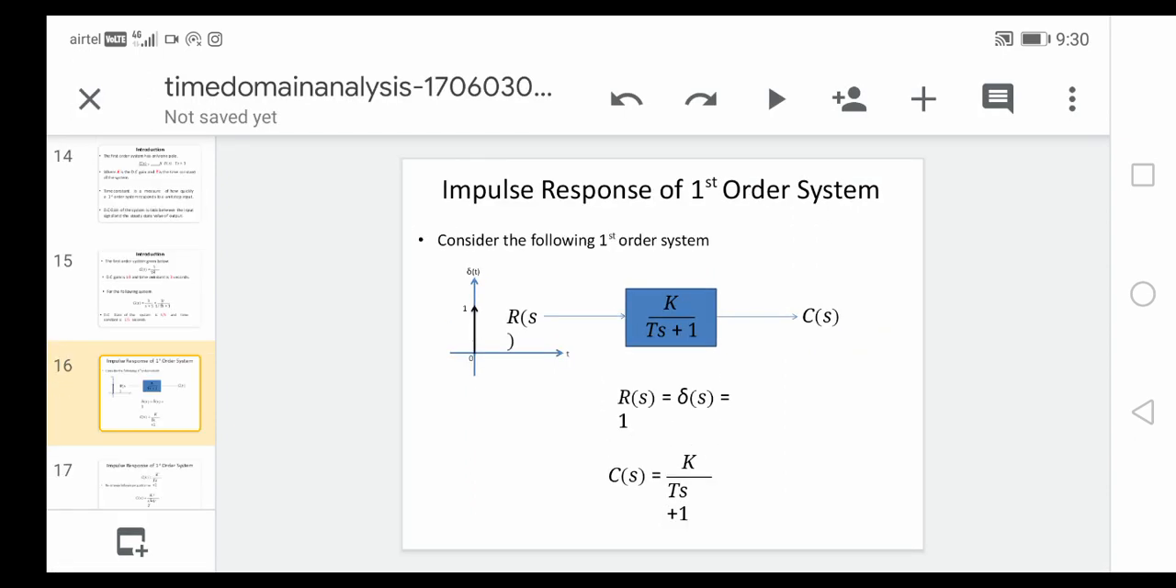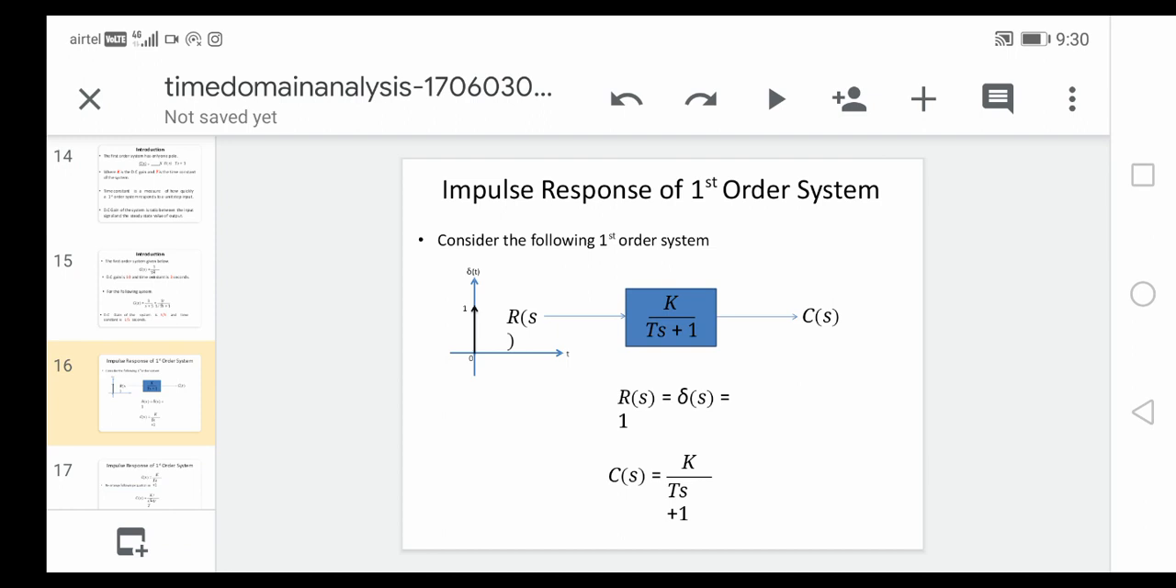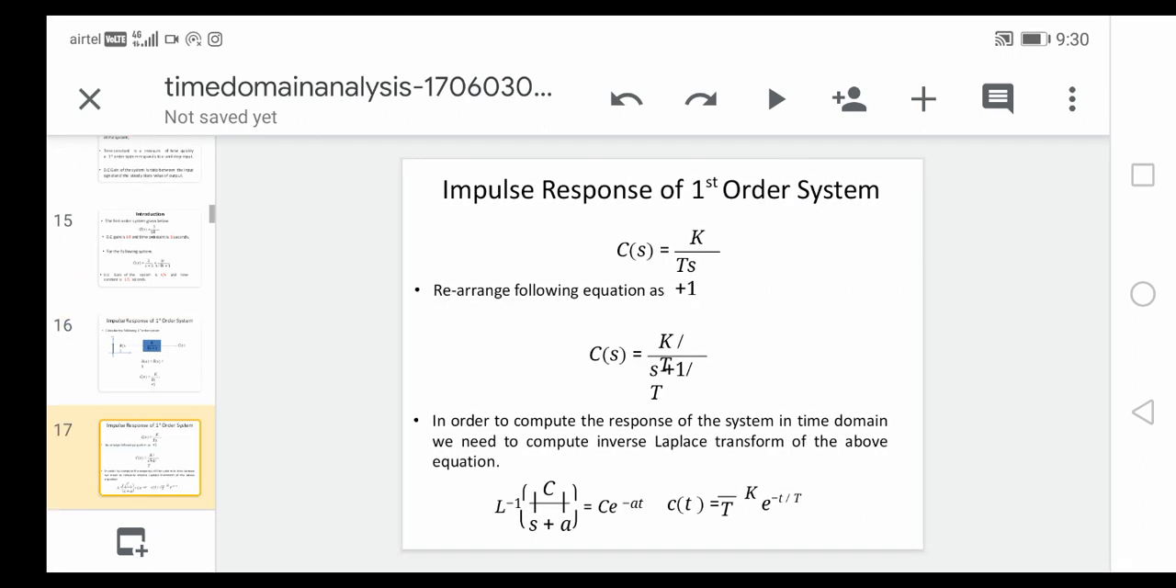Now the impulse response for a first order system. The first order system is k divided by Ts plus 1. From this block diagram, C of s by R of s is equal to k divided by Ts plus 1. The Laplace transform of the impulse signal is 1. If you take C of s equal to R of s into k divided by Ts plus 1, then it will not change.